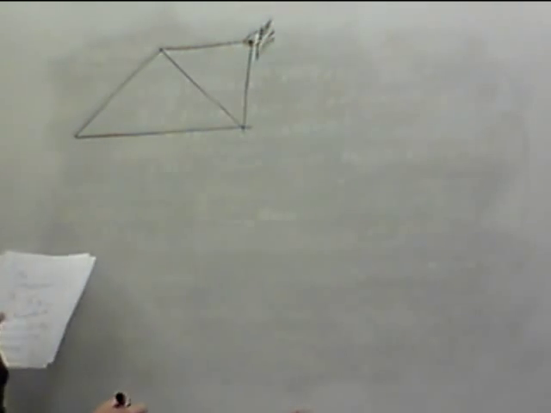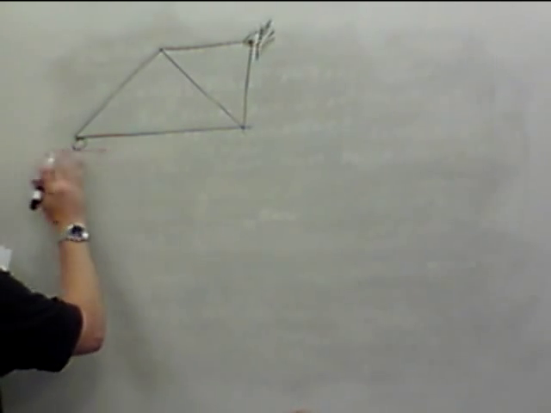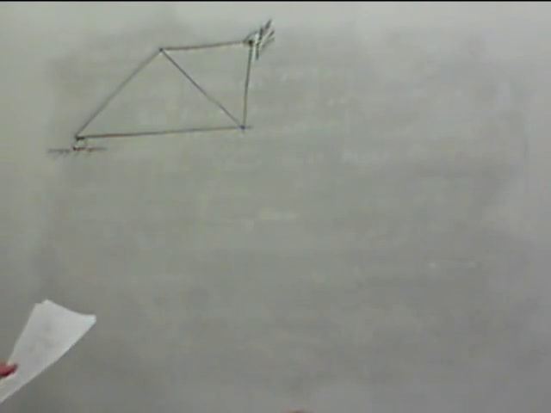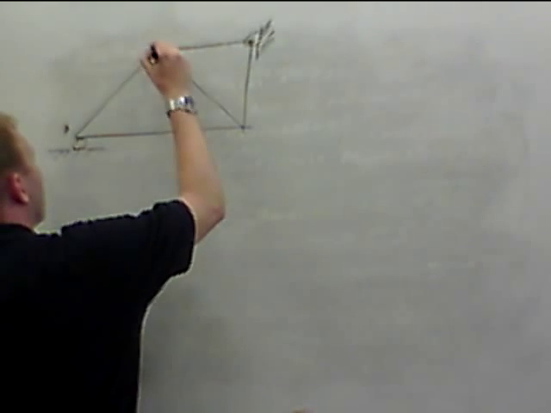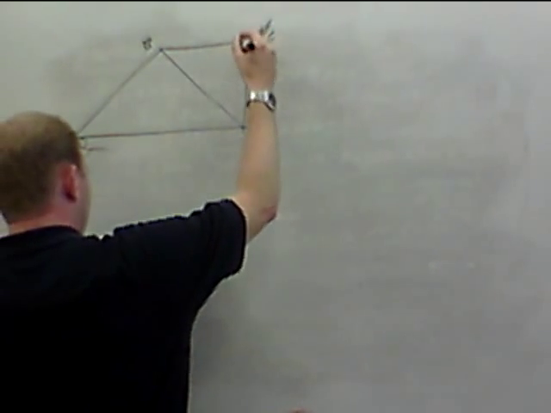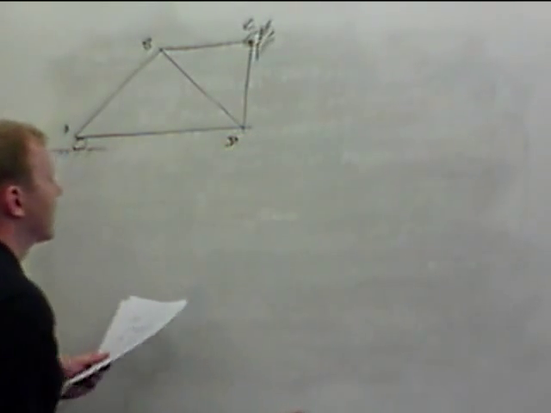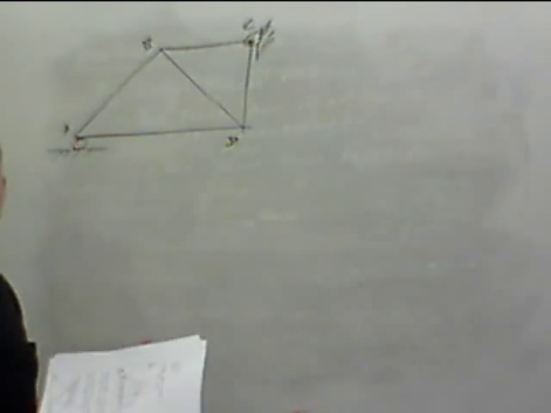Pin joint supporting it there. We're going to have a roller here. I'm going to label my points here A, B, C, and D. Just like any other structure, a truss is going to need to be supported.